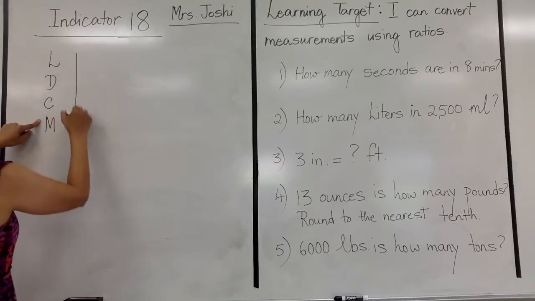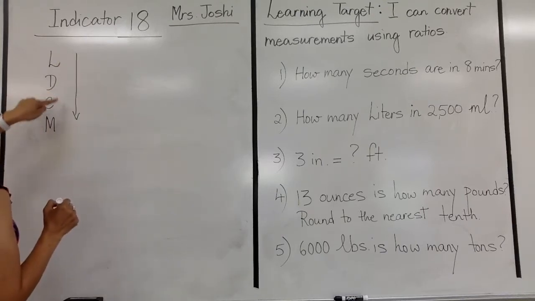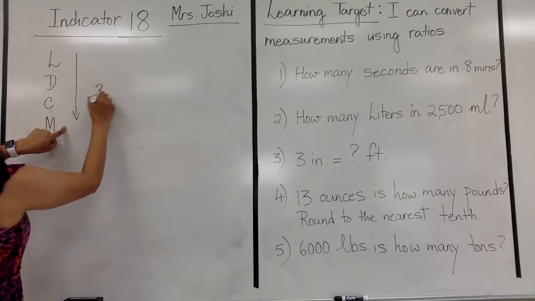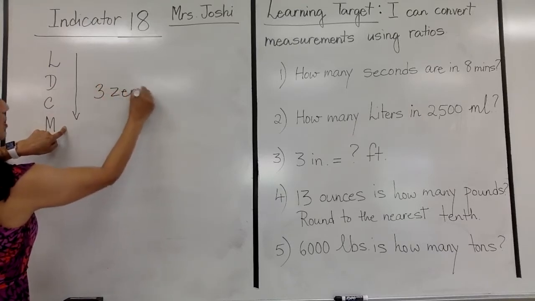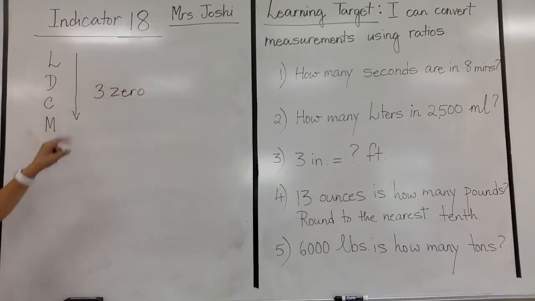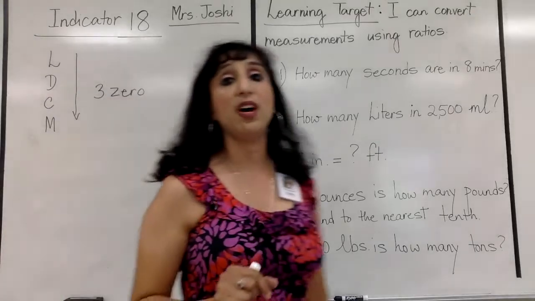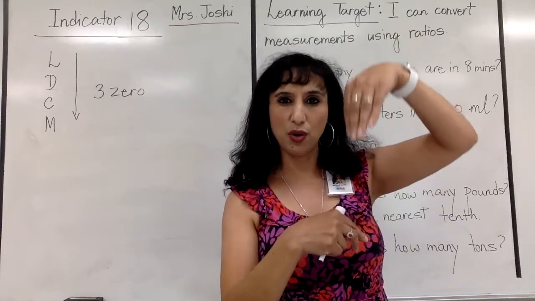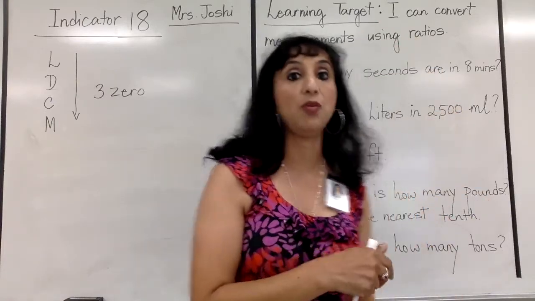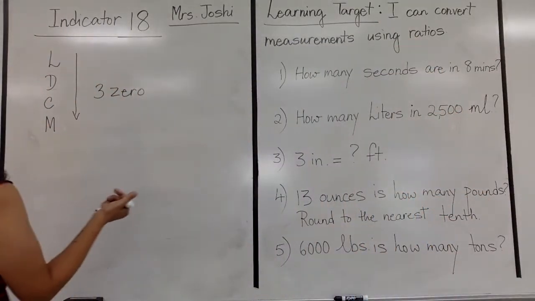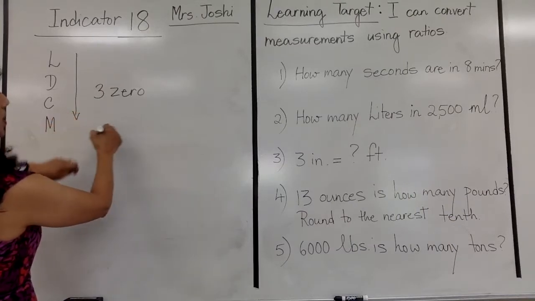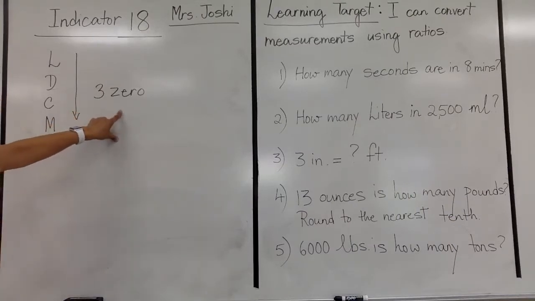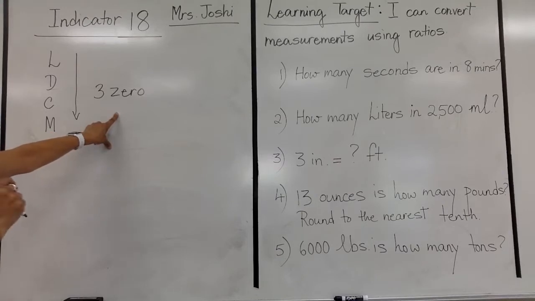So we are coming from here down here, which is 1, 2, 3 zeros. Okay, 3 zeros over here. And so now we're trying to see how many liters are in 2500 milliliters. So you're seeing how many liters, so the number is going to go down. That means you're dividing. Okay, so that'll be how many liters are in 2500 milliliters.